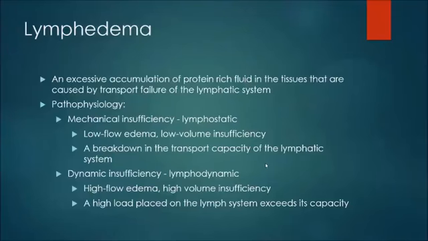Okay, so lymphedema, this occurs when you have an accumulation of protein-rich fluid in the tissues that is caused by a transport failure of the lymphatic system. There are two main mechanisms of why this occurs. The first is mechanical insufficiency, which is lymphostatic. So you have low flow edema and low volume insufficiency, and it's a breakdown of the transport capacity of the lymphatic system. Now you also have dynamic insufficiency, which is lymphodynamic. You have high flow edema and high volume insufficiency. Basically, a high load is placed on the lymph system, which exceeds its capacity.